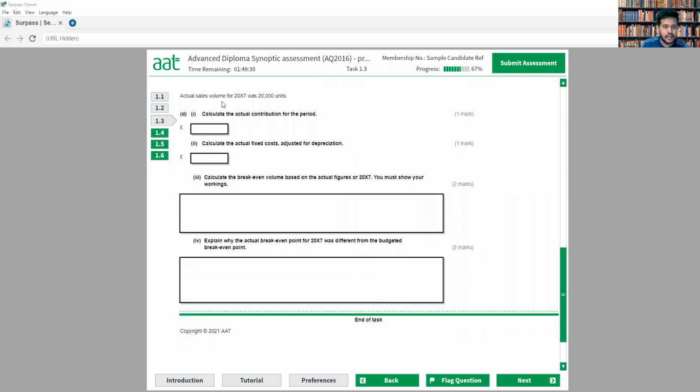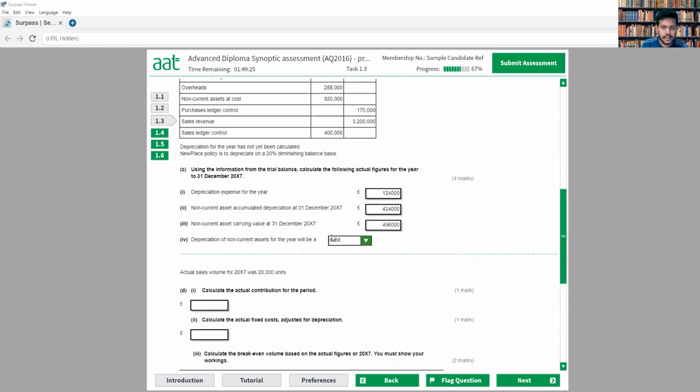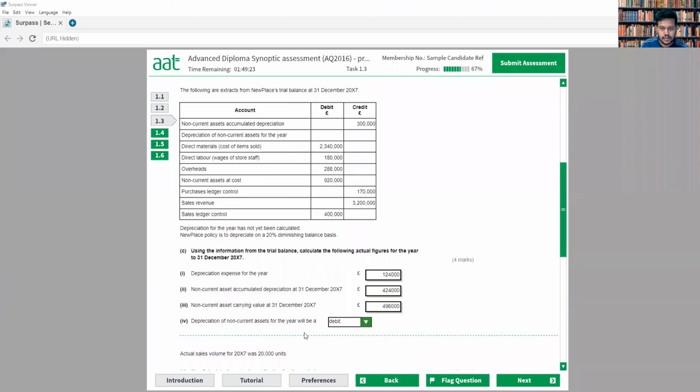The next part we have here, they are saying calculate the actual contribution. Okay, I think you have to go up to see the actual contribution. So contribution means selling price minus the variable cost. So you have a sales revenue that is 3200,000. From there, I'm going to minus the variable cost. Now I have one variable cost, direct material, 2340,000. Then I have a direct labor. These two are the two variable costs, 180,000.